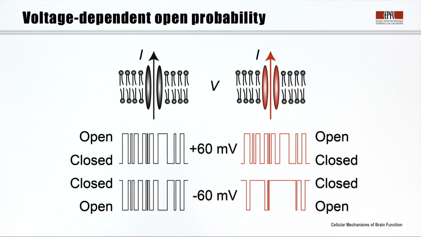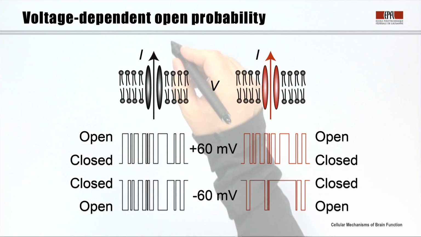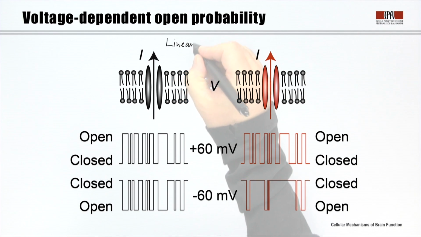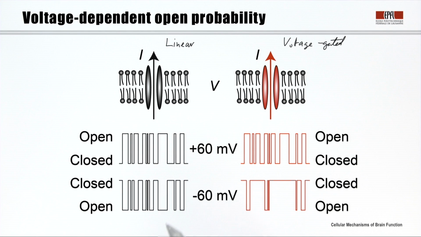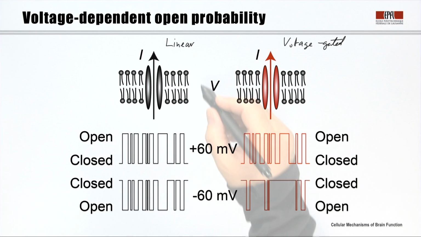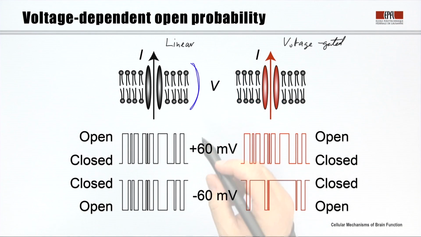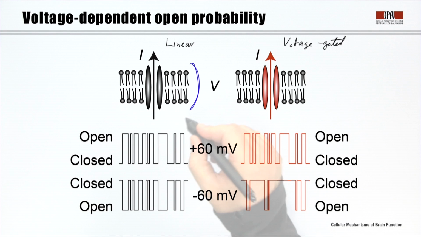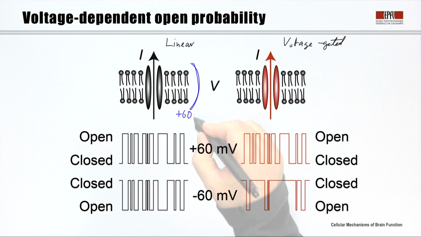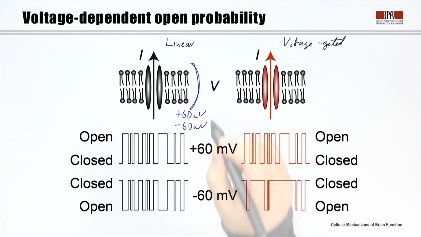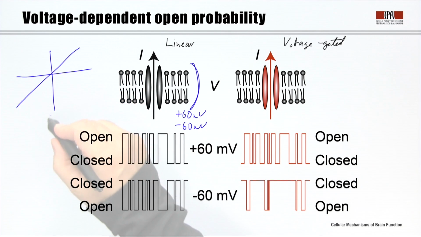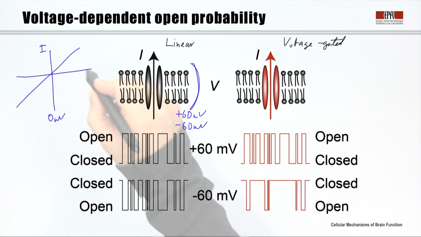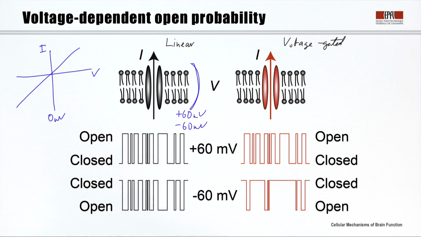So, at the level of an individual ion channel, we'll now consider the difference between a linear and a voltage-gated ion channel. For a linear ion channel, the open probability doesn't depend upon the electric field. The open probability will be the same if there's a membrane potential of plus 60 millivolts or minus 60 millivolts. Here we imagine, for example, an ionic conductance that has a reversal potential at 0 millivolts. This would be the current, the voltage, and we have a linear conductance.